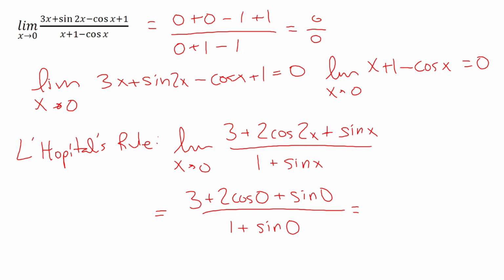Well, cosine of 0 is 1, so that's 3 plus 2, which is 5. And the sine of 0 is 0, so that's gone. And it's over 1 plus the sine of 0. The sine of 0 is 0, so that's just 1 plus 0, 1. So we just get 5.